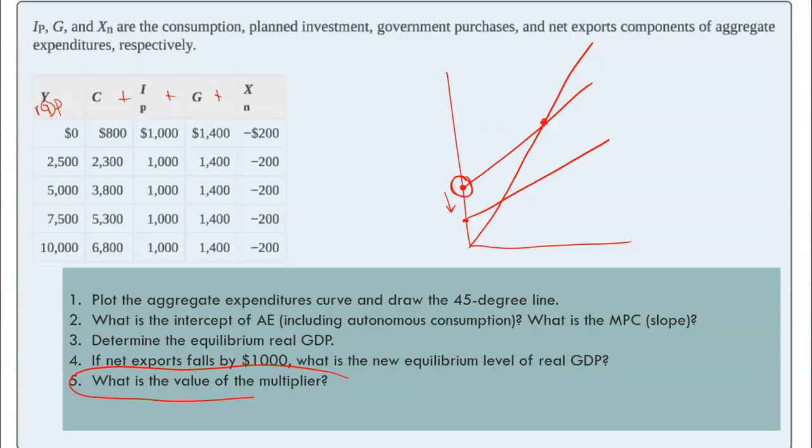And then for part 5, what is the value of the multiplier? Using that marginal propensity to consume, what is our multiplier in this economy?